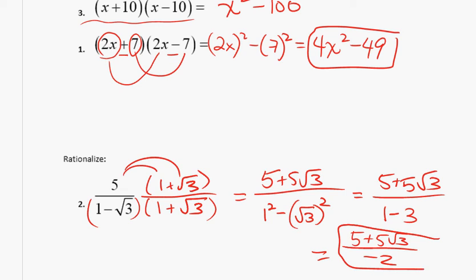So in order to rationalize a binomial like this with a square root in it, you use this idea of difference of squares in order to get the square root off the bottom.